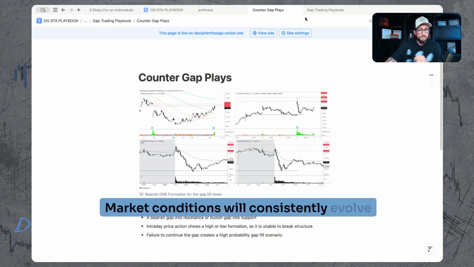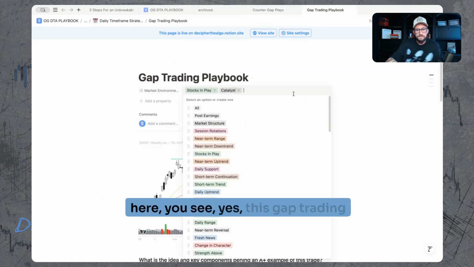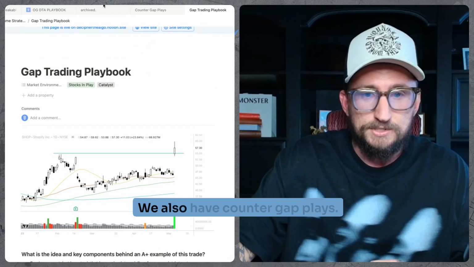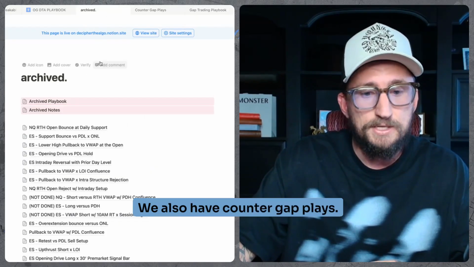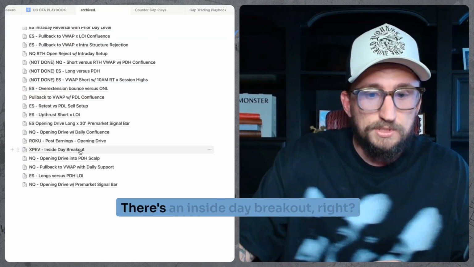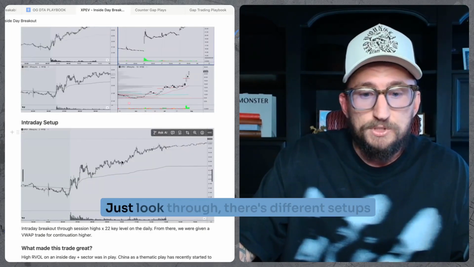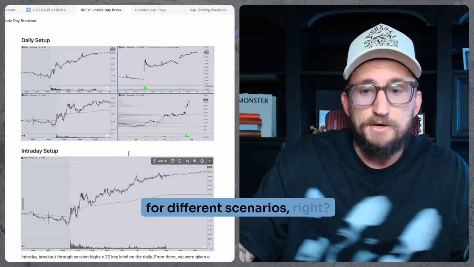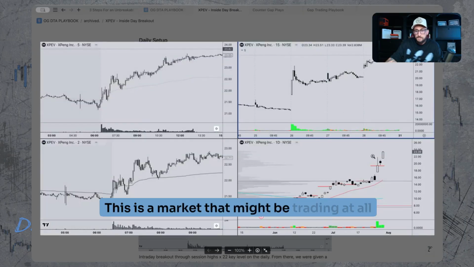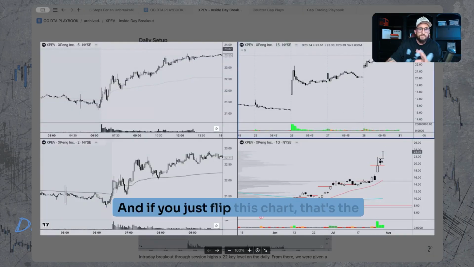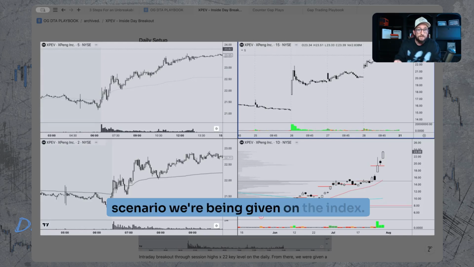If you're not adapting, you're essentially dying in these markets. Market conditions will consistently evolve because market participants consistently evolve. So with that being said, continue through here. You see this gap trading playbook. We also have counter gap plays. Again, you can just look through. There's inside day breakout, right? There are different setups for different scenarios. This is a market that might be trading at all-time highs. And if you just flip this chart, that's the scenario we're being given on the index.